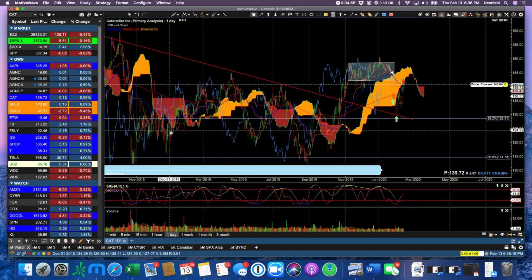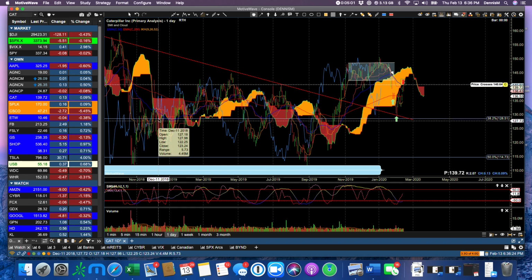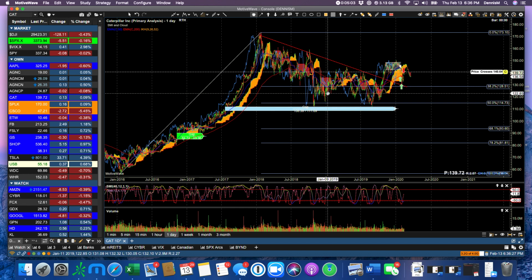Where can we see examples of that? There are examples all over the place, right down here where it traced the cloud. It was unable to move up through the cloud, so it traced the cloud.